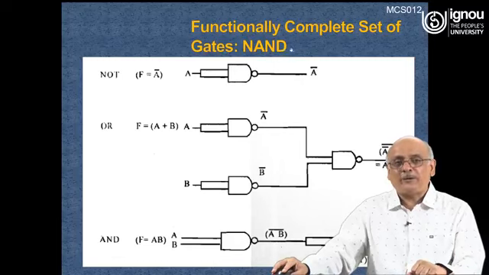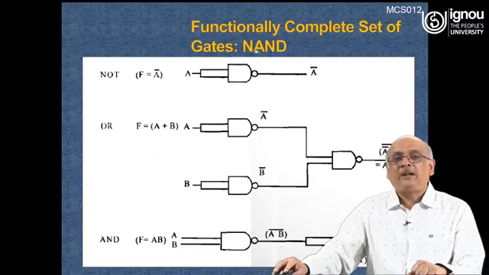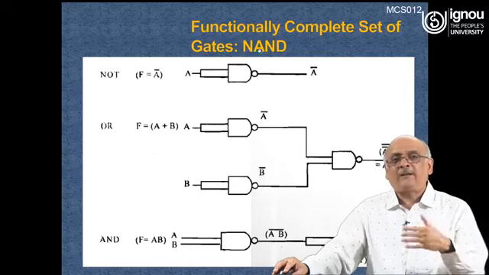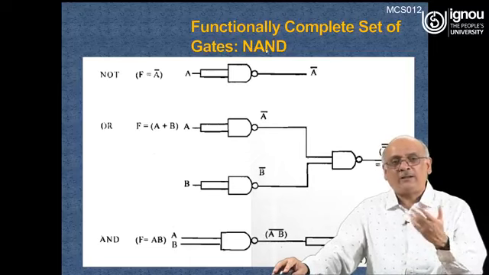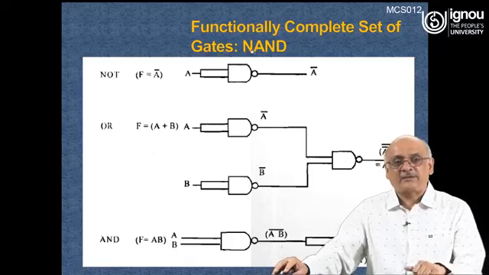If a gate has to be functionally complete, then we should be able to create NOT from it, we should be able to create AND from it, and we should be able to create OR from it, and the rest, NAND, NOR, XOR, can all be created with the help of these gates only. So let's look into how NAND can be utilized to create NOT.